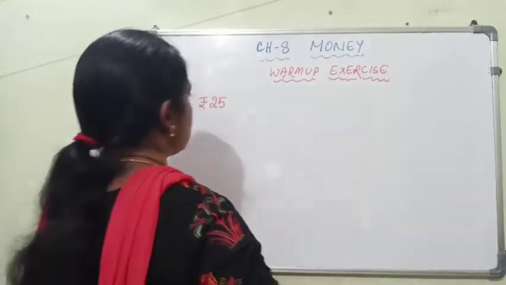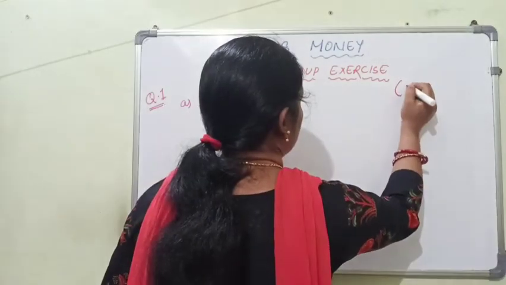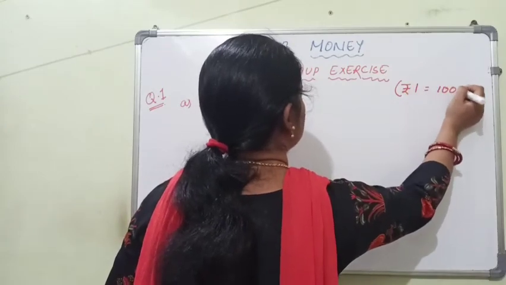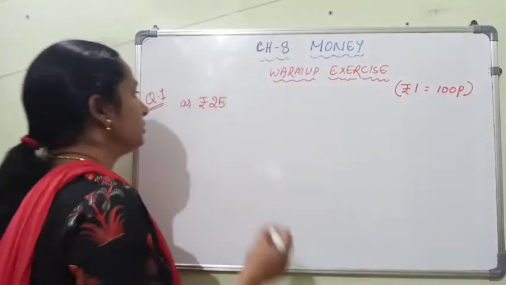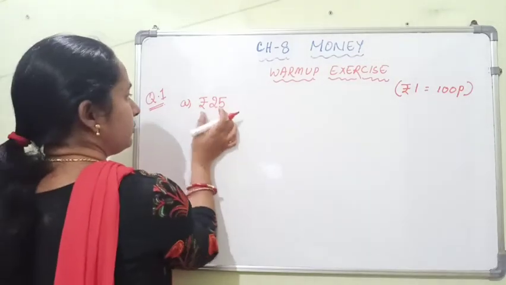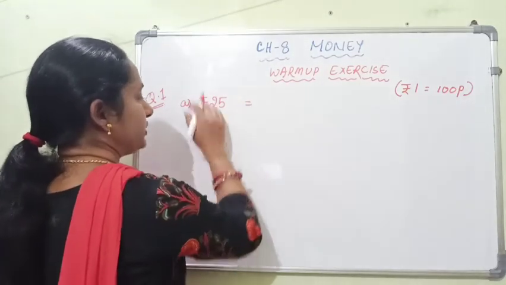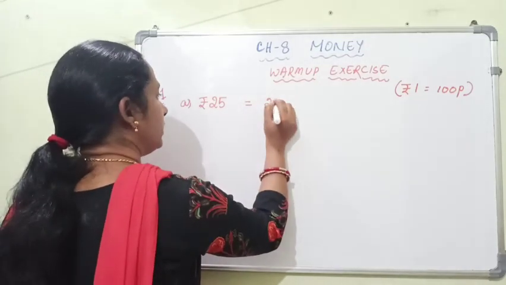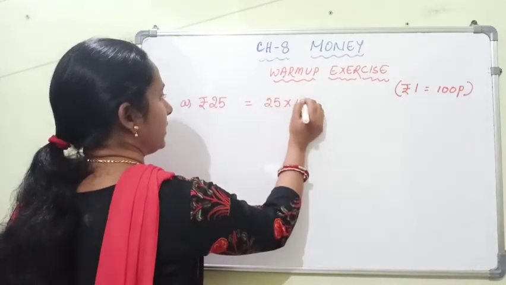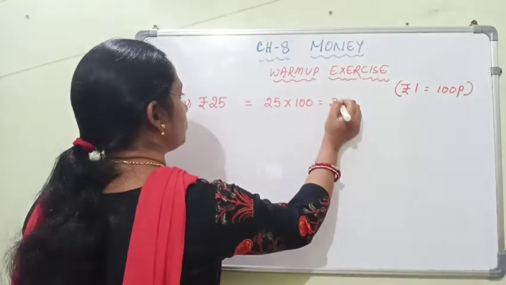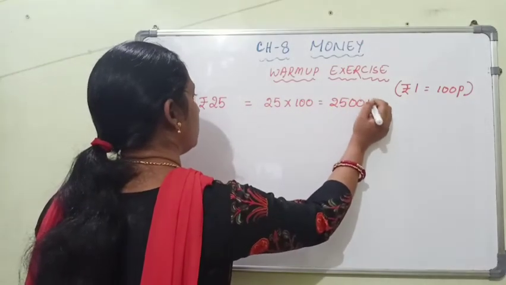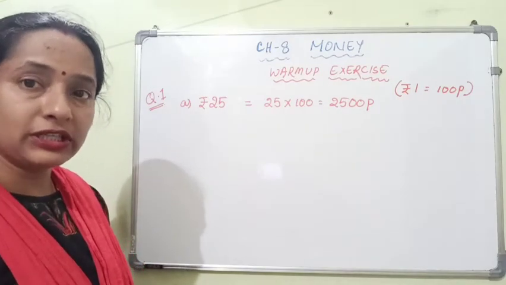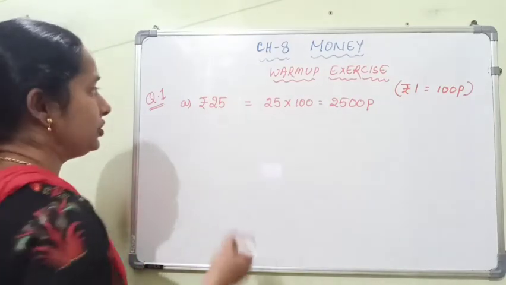So first let us write down: 1 rupee is equal to how much? 100 paise, right? Now if we are given 25 rupees, then when we convert 25 rupees into paise, how many paise will we get? 25 multiplied by 100 will give you 2500 paise. This is by the actual procedure. What is the shortcut method I have explained to you?